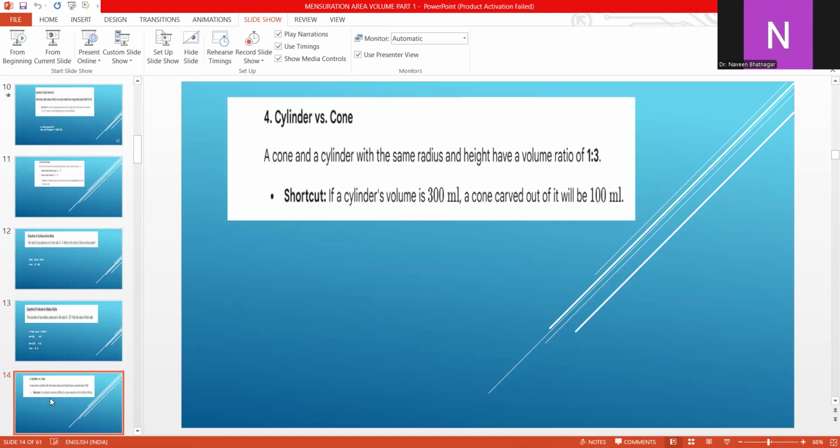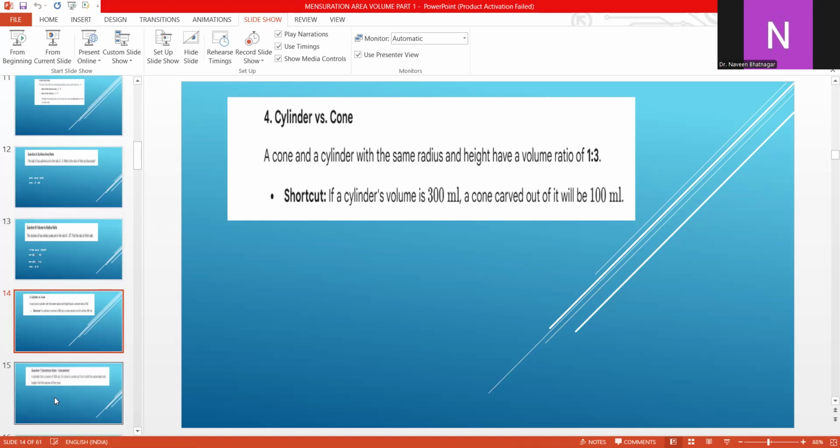Now this is one good observation regarding cylinder and cone. See, a cone and a cylinder with the same radius and height have a volume ratio of 1:3. As you know, the volume of a cylinder is πr²h and the volume of a cone is 1/3 πr²h. So you can say if the cylinder volume is 300 milliliter, then the cone volume will be 100 milliliter.